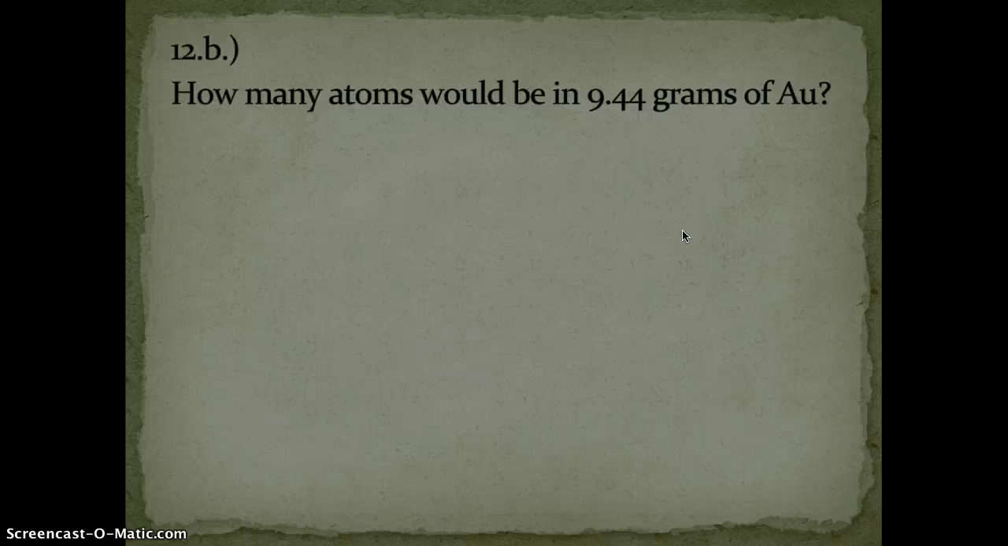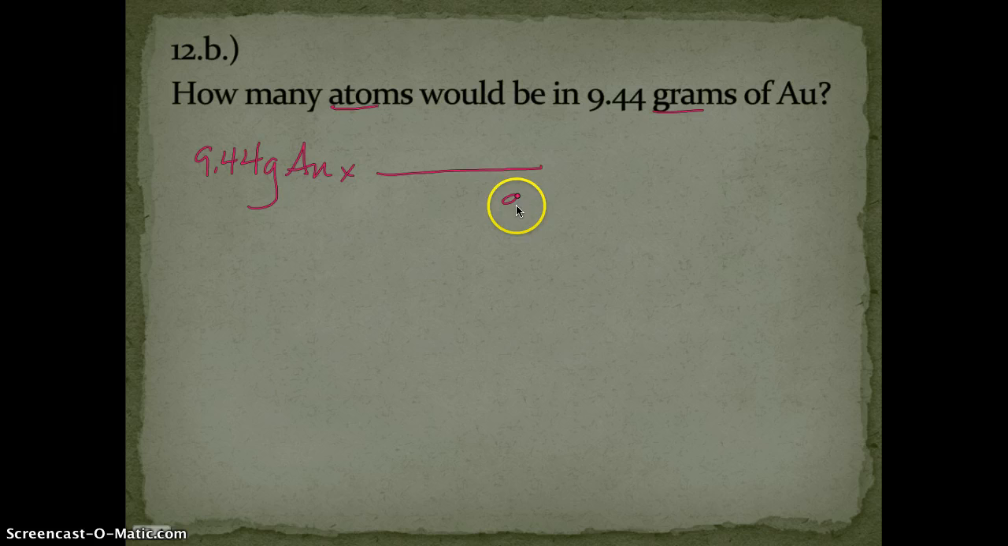Atoms in 9.44 grams of gold. Okay, so now we're finding atoms and we have a mass. So 9.44 grams of gold, Au. And we are going to atoms. So grams of gold have to go on the bottom and atoms of gold go on the top. Now, number, unit, substance, number, unit, substance, number, unit, substance.